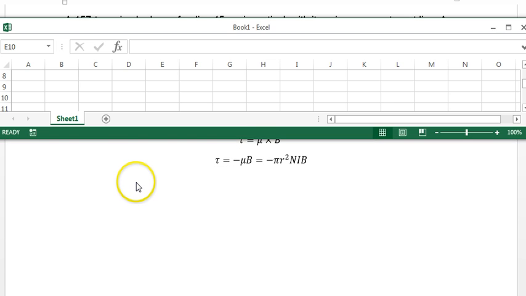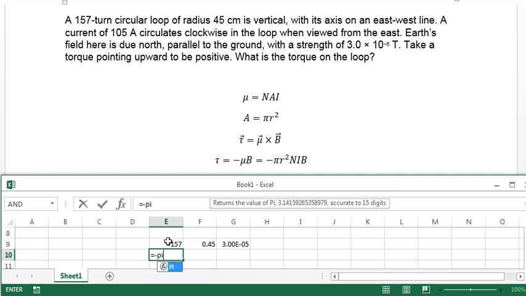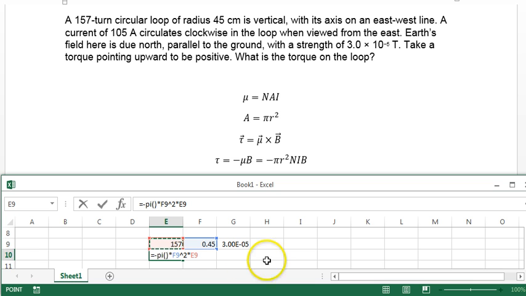Let's pull up Excel and do some calculations. 157 turns, 0.45 meters, N I B. B is 3 times 10 to the minus fifth. So the torque is going to be minus pi times R squared times N. I haven't put in the current. So current is 105 amps.